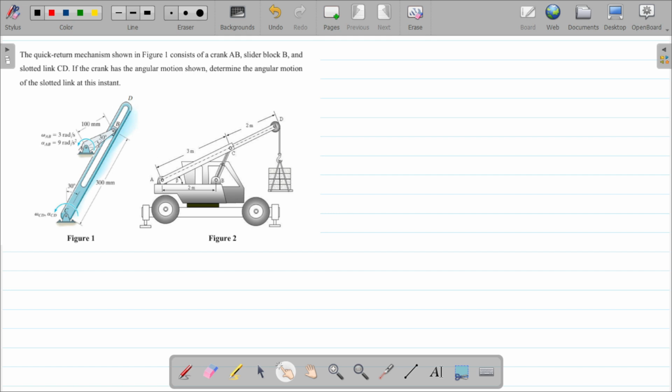Today I'm going to do something real quick. We're going to solve some questions under mechanism synthesis, which specifically talk about velocity and acceleration analysis. So real quick, let's get into it.